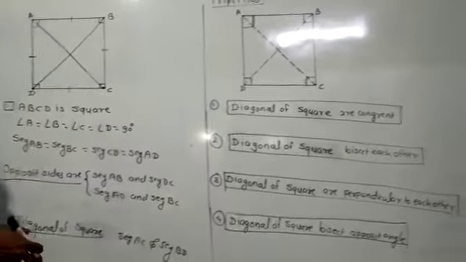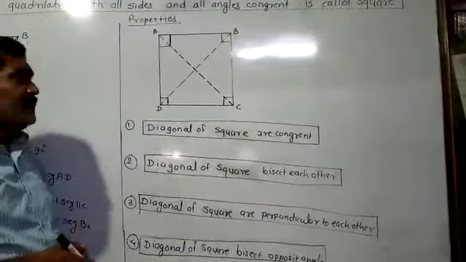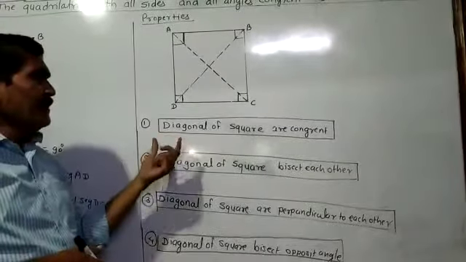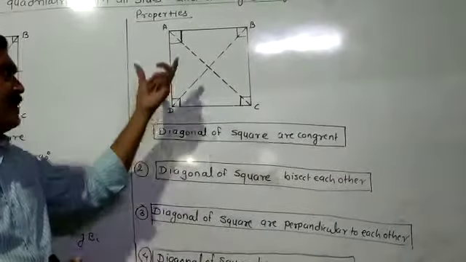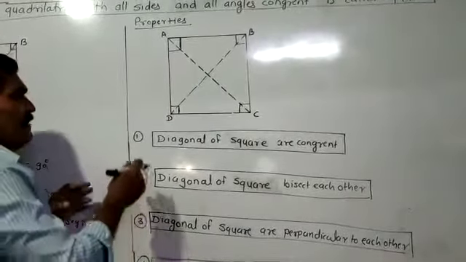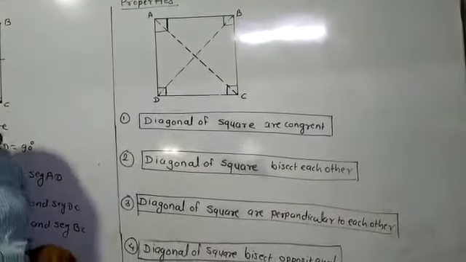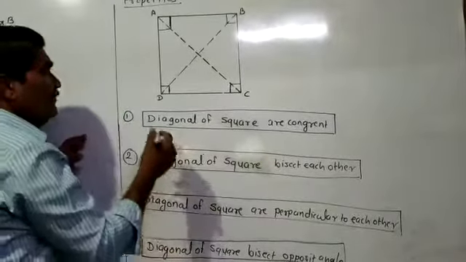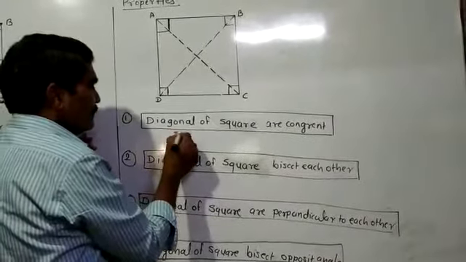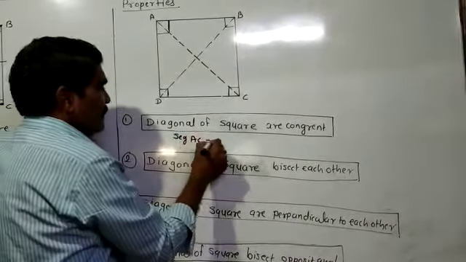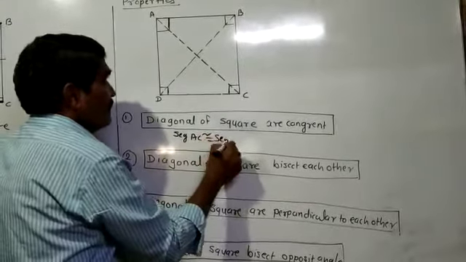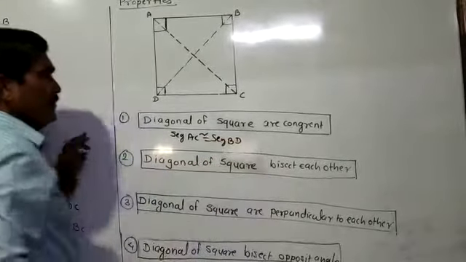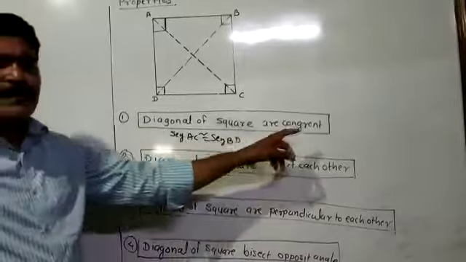Today you have to learn some properties of the square. All the properties are based on the diagonals. The first property is that the diagonals of a square are congruent. So segment AC is congruent to segment BD.